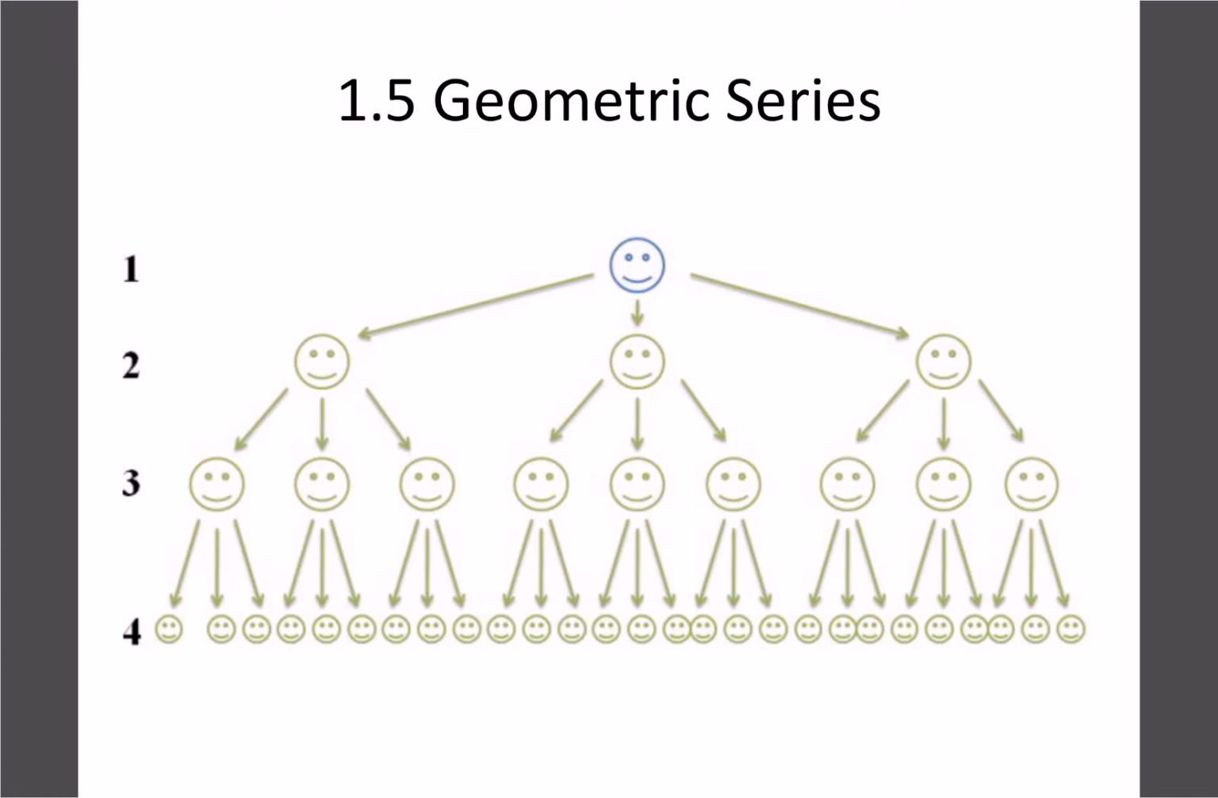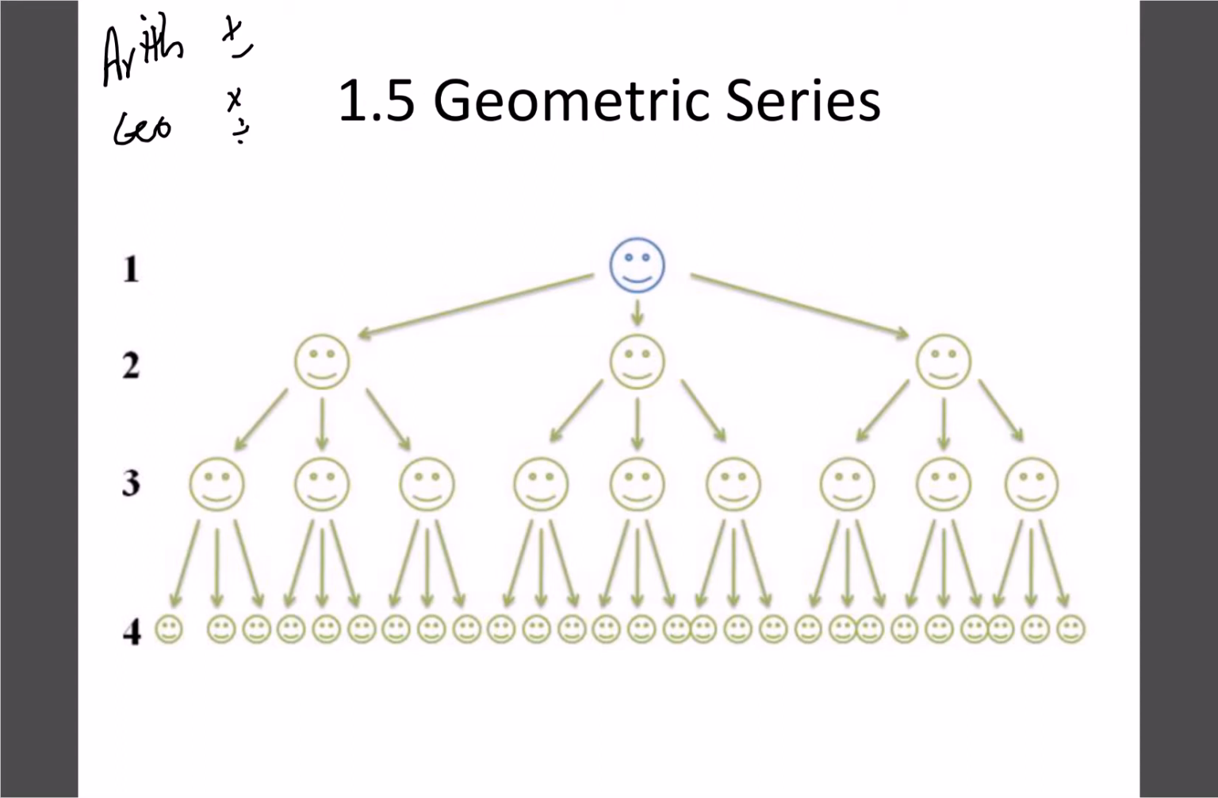Our next lesson is on geometric series. If you think back, we did arithmetic. The difference between arithmetic and geometric is that arithmetic was adding and subtracting, and geometric is multiplying or dividing. When we did a series, a sequence was a list of numbers, and a series was the actual sum or subtraction of them.